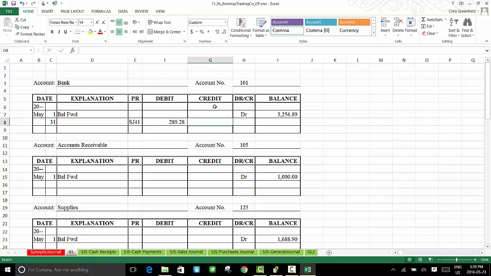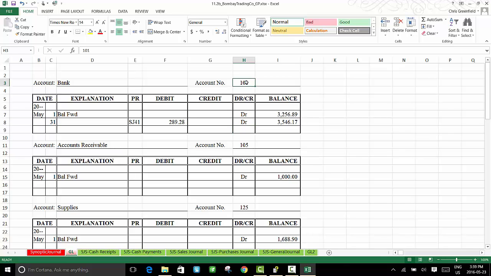$289.28. So I'm going to take this number, and since it's a debit, I'm going to add my new number because it's also a debit. I have debit on top of debit, so my new balance indicator is going to be a debit as well. Now, before we go on to do anything else, we have to do our little check mark thing.